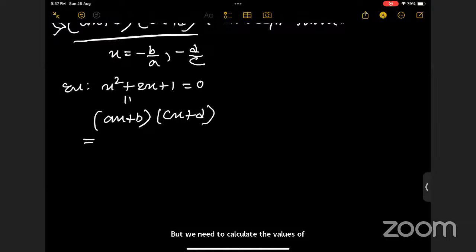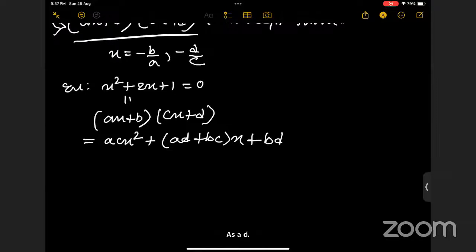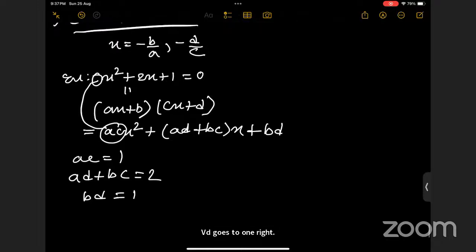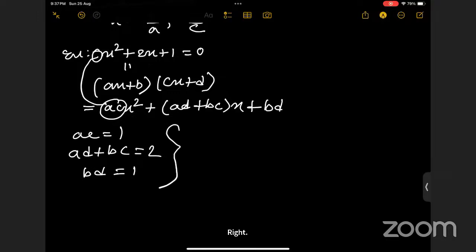So what we can do is simply multiply it. Then it will be AC x squared plus AD plus BC x plus BD, right? Then we can compare term by term. If we compare term by term, then we will get AC equals 1, AD plus BC equals 2, and BD equals 1, right? So simply we can solve this, then we will get A equals B equals C equals D equals 1.